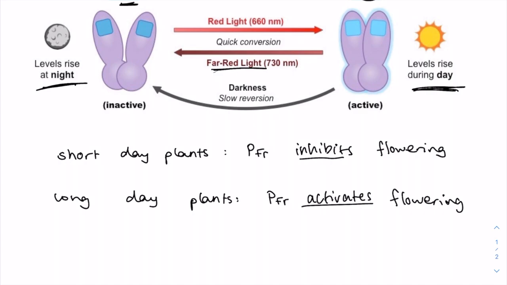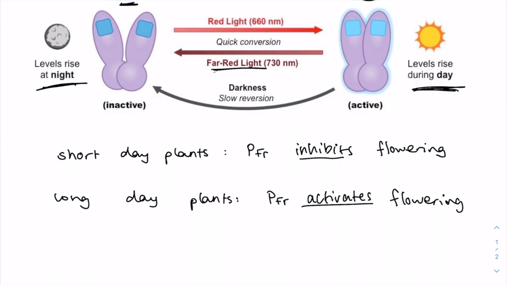So there are also applications to this from an agricultural perspective. So horticulturalists can use many different methods to induce plants to flower outside of their season, for example, if they're in high demand by us all year round. So they can manipulate the flowering of short day and long day plants by controlling the exposure of light and therefore controlling the concentration of PFR in the plant.